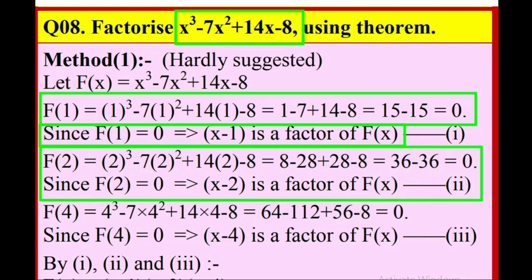And in the third case, again we find that if x is replaced with 4, then the expression, I mean the dividend, returns 0. So again we can say, since f(4) equals 0, then x minus 4 is a factor of f(x).